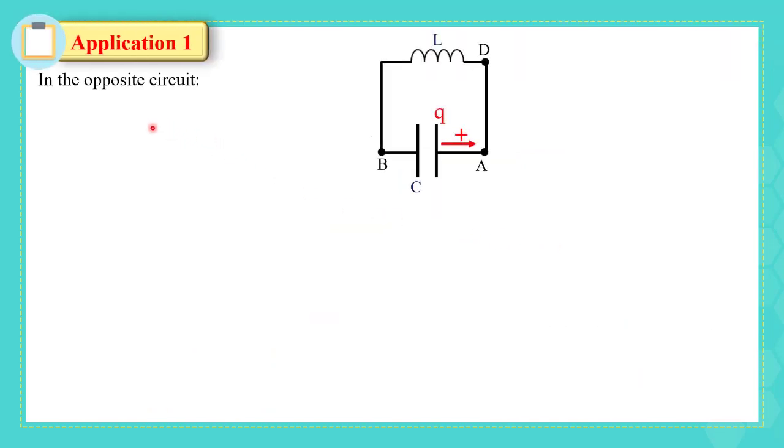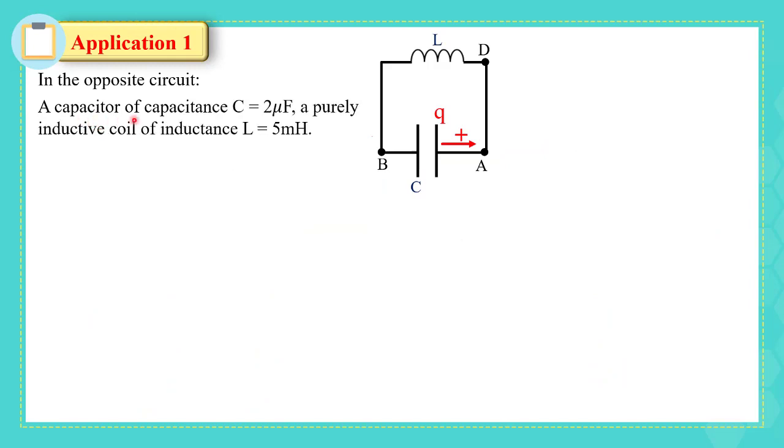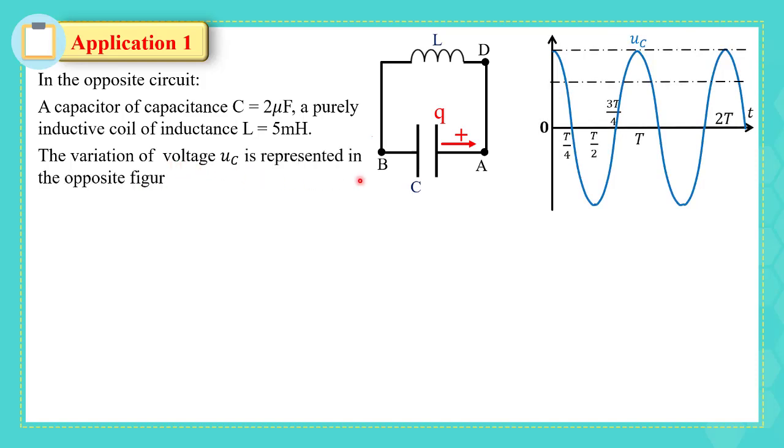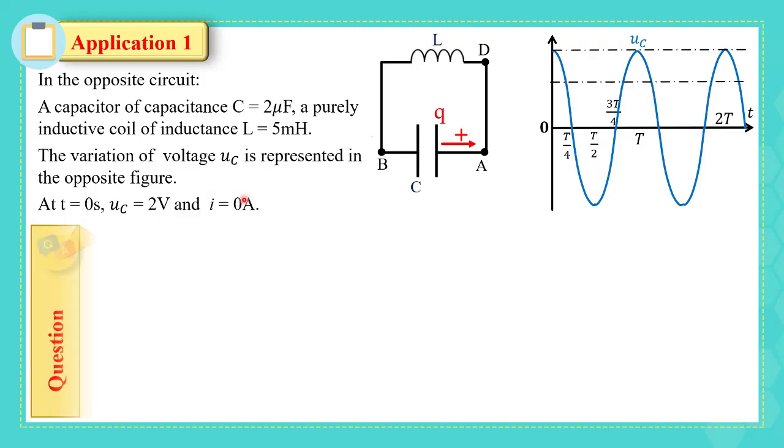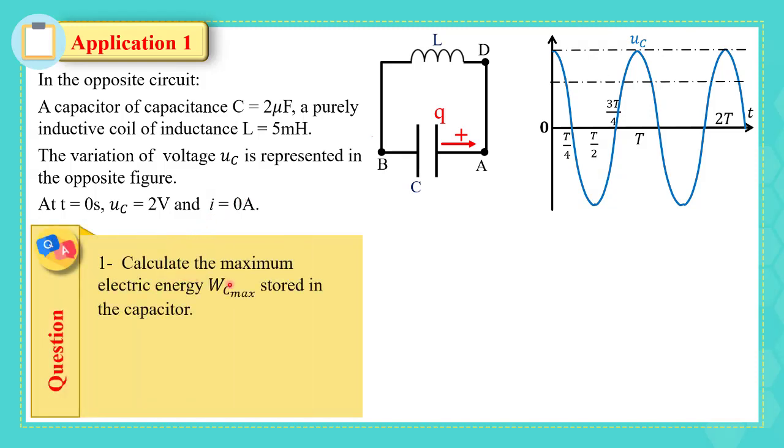Let's solve now application 1. In the following circuit, a capacitor of capacitance C equal 2 microfarad, a purely inductive coil of inductance L equal 5 millihenry, the variation of the voltage UC is represented in the opposite figure. At t equal 0 second, UC equal 2 volt and I equal 0 ampere. Now, calculate the maximum electric energy stored in the capacitor.